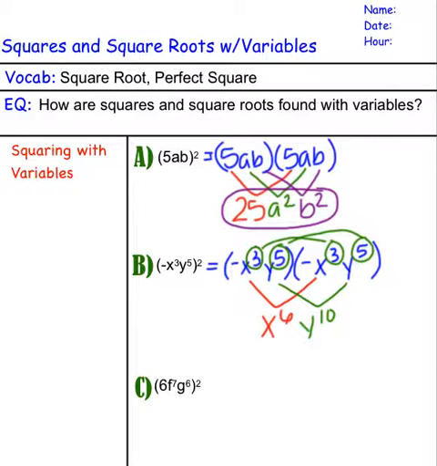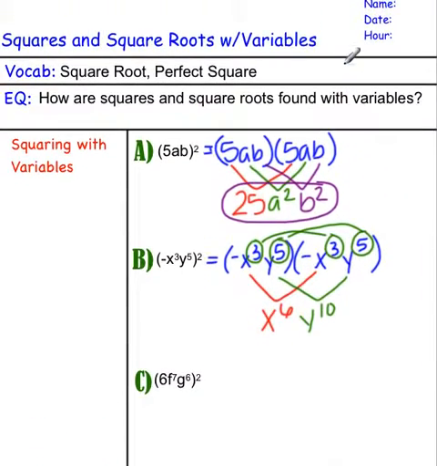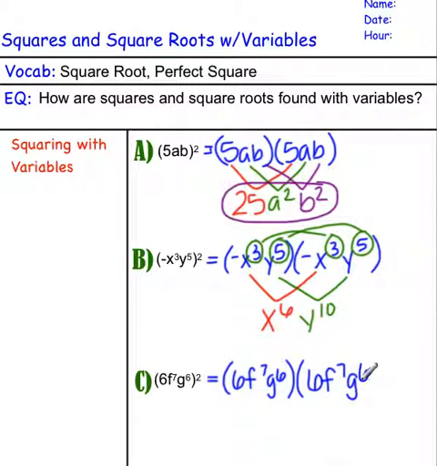Looking at our third example here, we've got 6f to the 7th g to the 6th squared, which means we're going to take 6f to the 7th g to the 6th, and we're going to multiply that by 6f to the 7th g to the 6th. And yes, I do expect you to write out your work. So we go ahead and multiply.